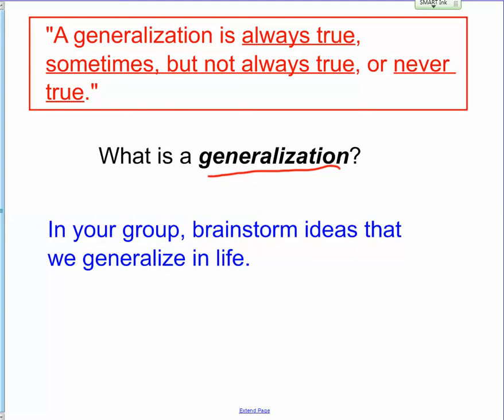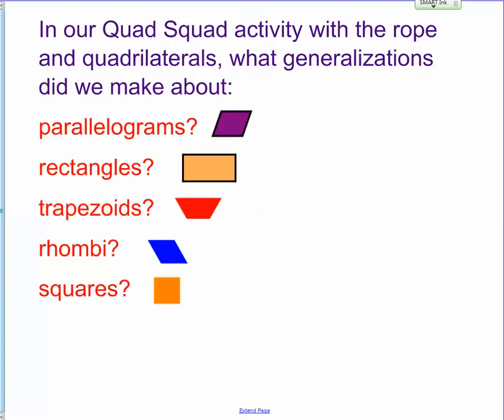And you said things like people who are really tall usually have big feet, and that's sometimes but not always true. You could have a tall person who doesn't have big feet. So we'd brainstorm lots of those in class. In our quad squad activity, we discussed the generalizations that we'd made about parallelograms. So the opposite sides are parallel and congruent. These are all quadrilaterals, so they all have four sides. So if these opposite sides are parallel and congruent, we have a parallelogram.